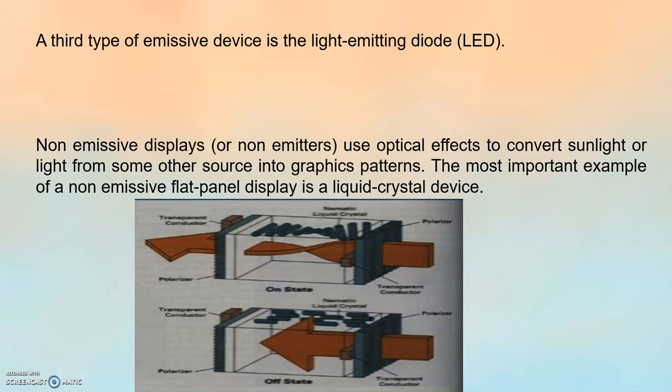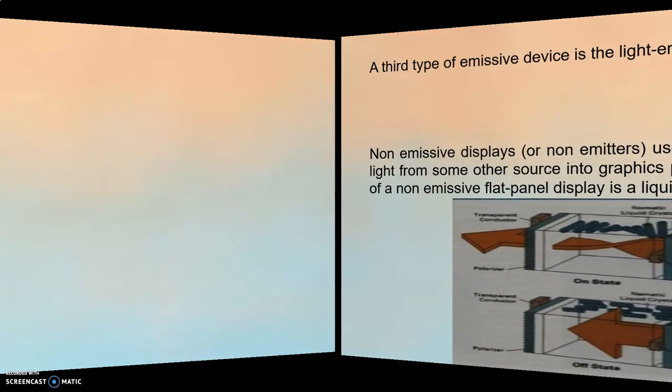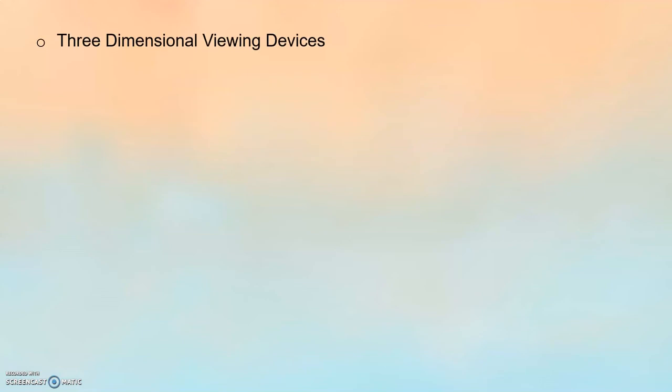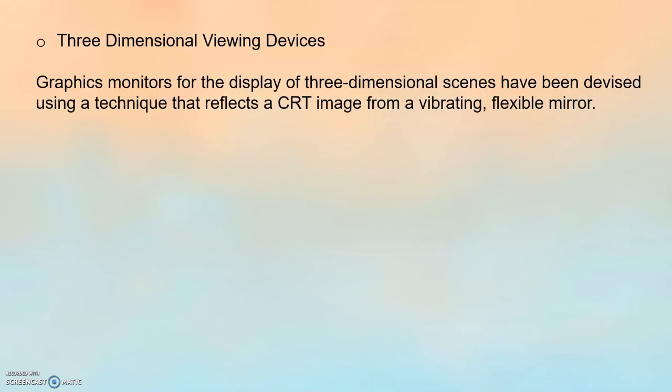Okay. Now let's move on to the next display device, that is 3D viewing devices, that is three-dimensional viewing devices. Graphics monitors for the display of three-dimensional scenes have been devised using a technique that reflects a CRT image from a vibrating flexible mirror. Let's see how it works.